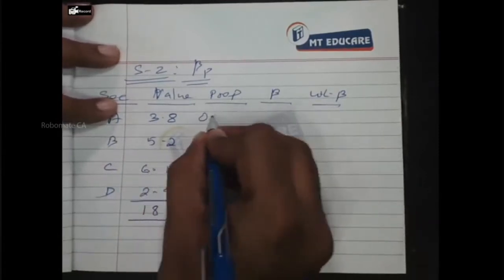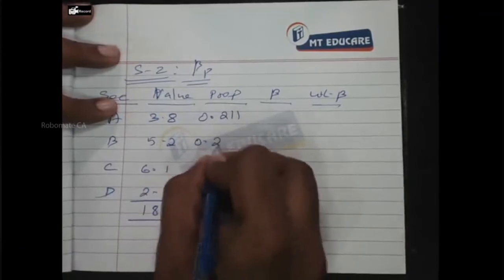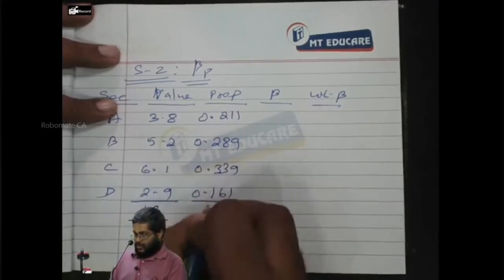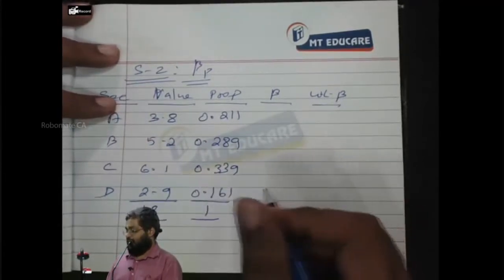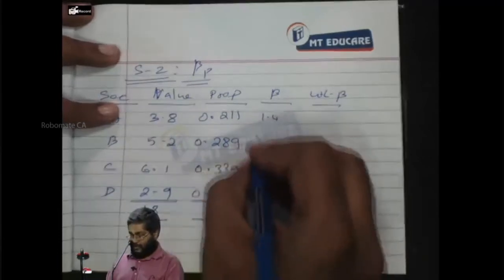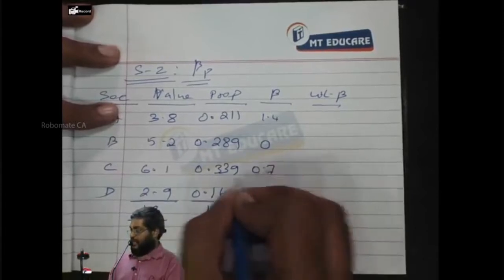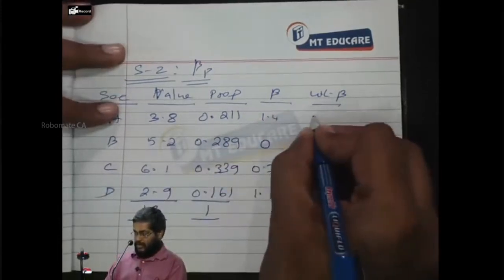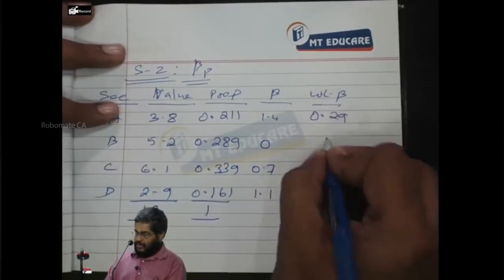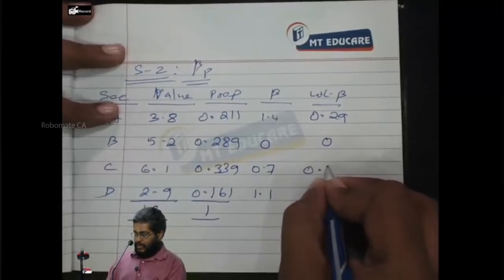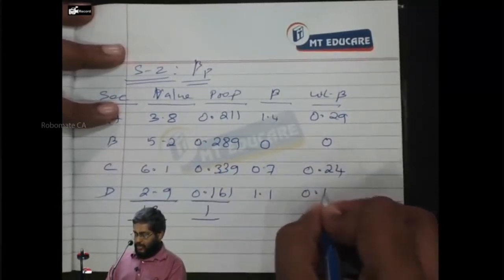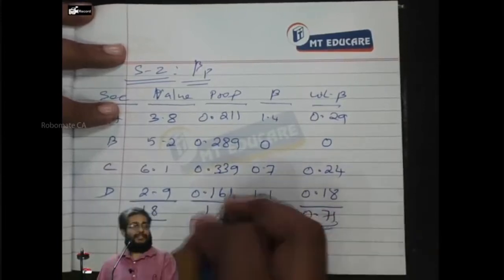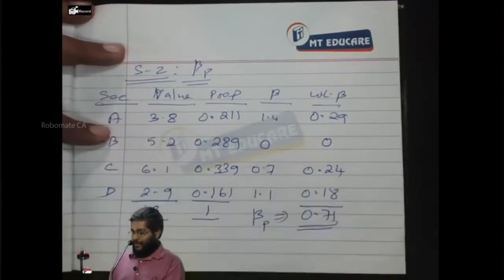Now calculate proportion: 0.211, 0.289, 0.339, 0.161. The total is 1. The betas of the respective securities are 1.4, it represents risk, 1.4 times. Risk-free 0, 0.7, 1.1. Tell me beta in 2 decimals. Okay. 1.4 into 0.211, 0.29. Next. 0.24. Okay, 0.18. What is the portfolio beta? Beta P is equal to 0.71. Okay.